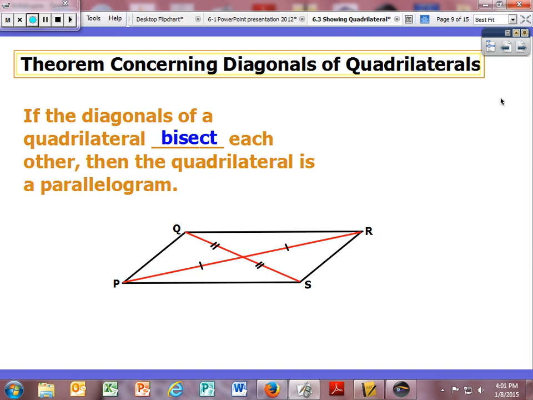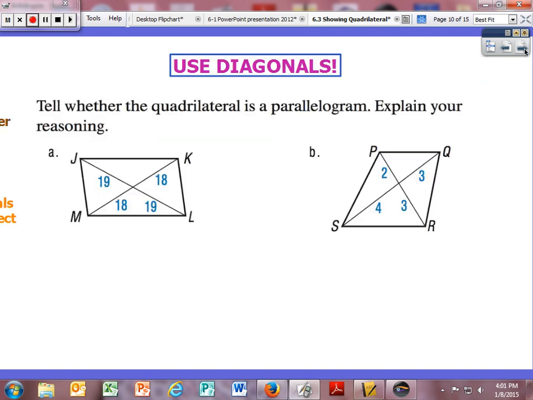Okay, here's your last one, again talking about the diagonals. So if you notice that the diagonals of a quadrilateral are bisecting each other, then we can call it a parallelogram. Remember, bisect means to cut in half, so you have these equal parts. Okay, so pause the video, give these two a shot.